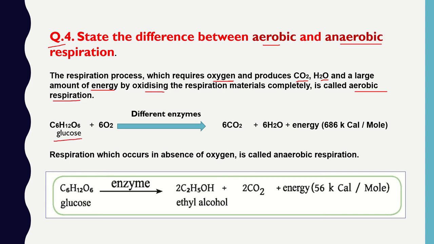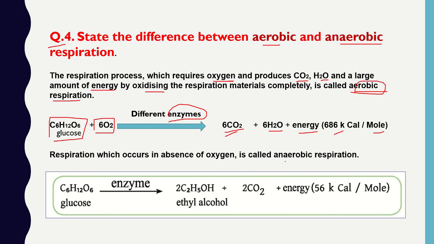So here is glucose and this is oxygen. With enzymes, they produce carbon dioxide, water, and energy. How much? 886 kilocalories per mole. This is the definition of aerobic respiration.